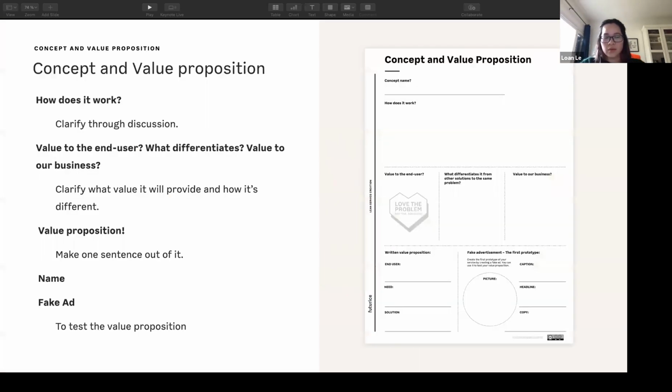So when you work on the canvas, don't start with the name. Work on describing your concept first, how it works. Be precise and make sure you can explain it. What does the customer do and what happens behind the scenes? Then what is the value this solution brings to your customer? How does this stand out in the market? And what is the value for the business?